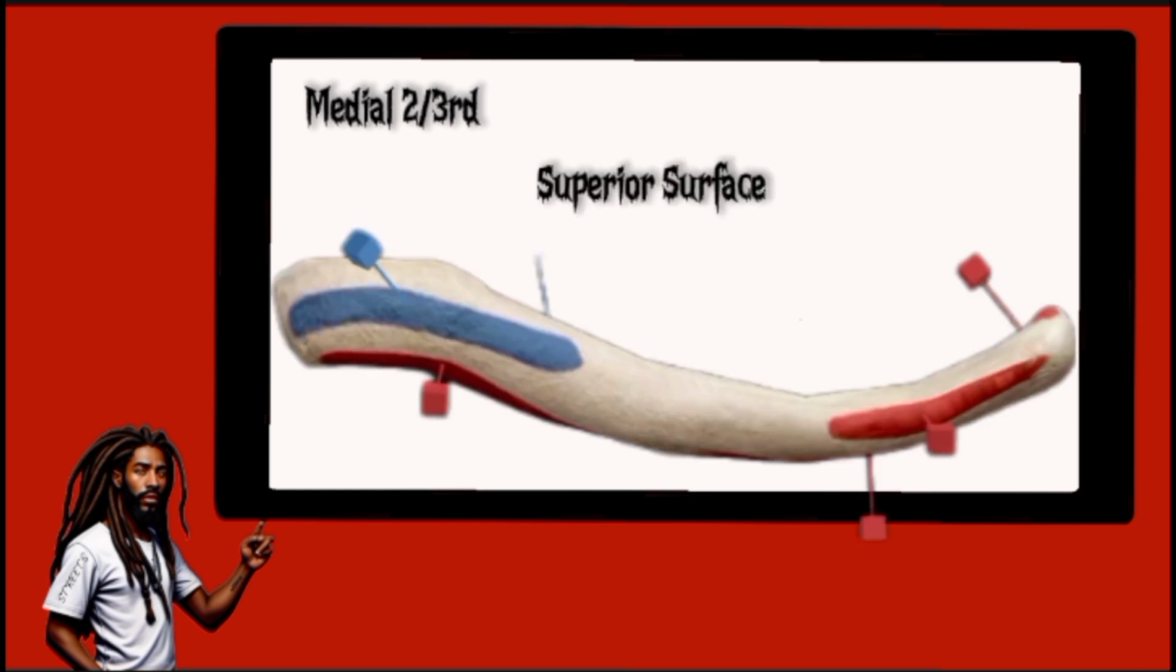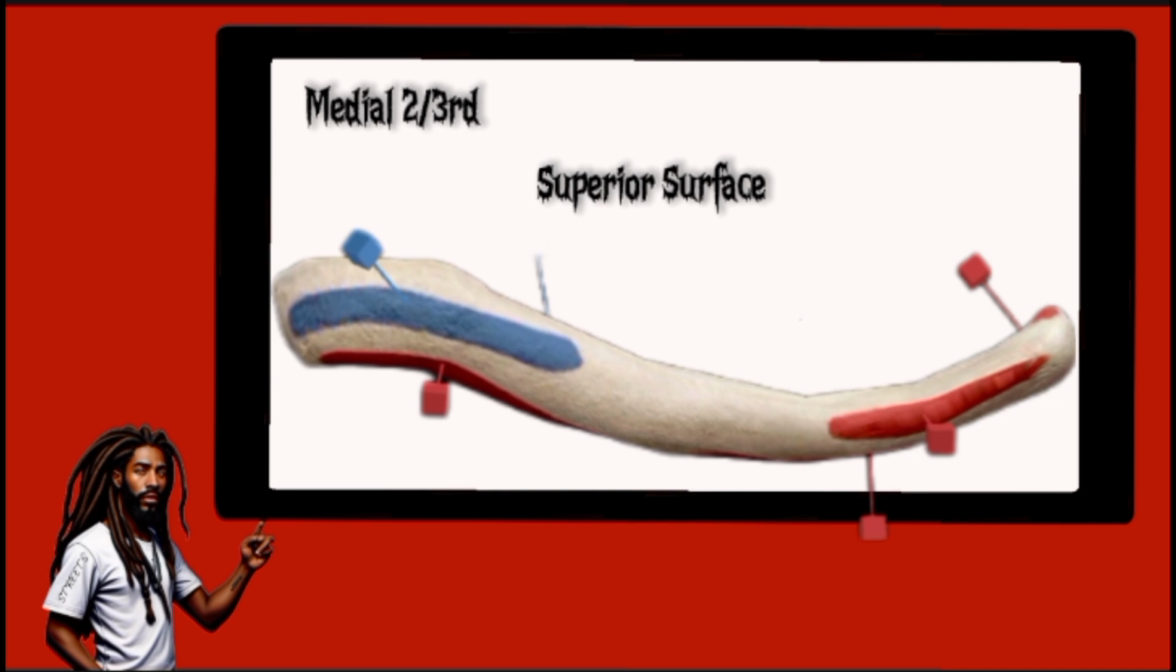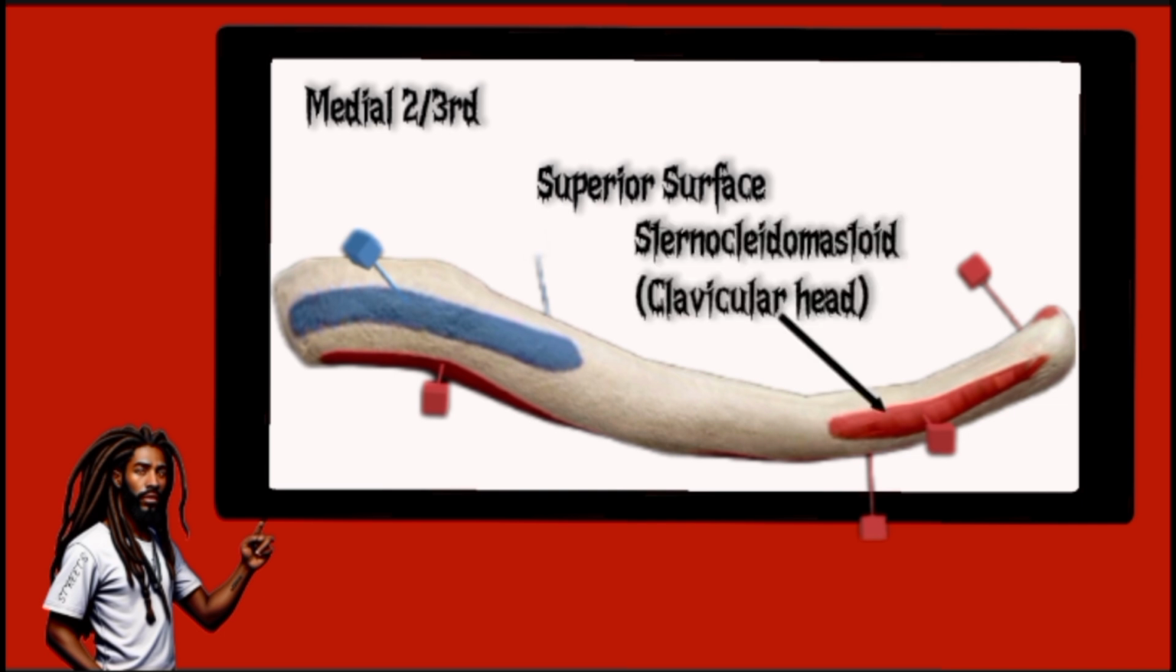Next up we have the superior surface. This superior surface gives attachment to the clavicular head of sternocleidomastoid from its medial half, meaning the medial half of the medial two-third gives attachment to the clavicular head of sternocleidomastoid. So the sternocleidomastoid muscle comes from above and inserts on the superior surface.